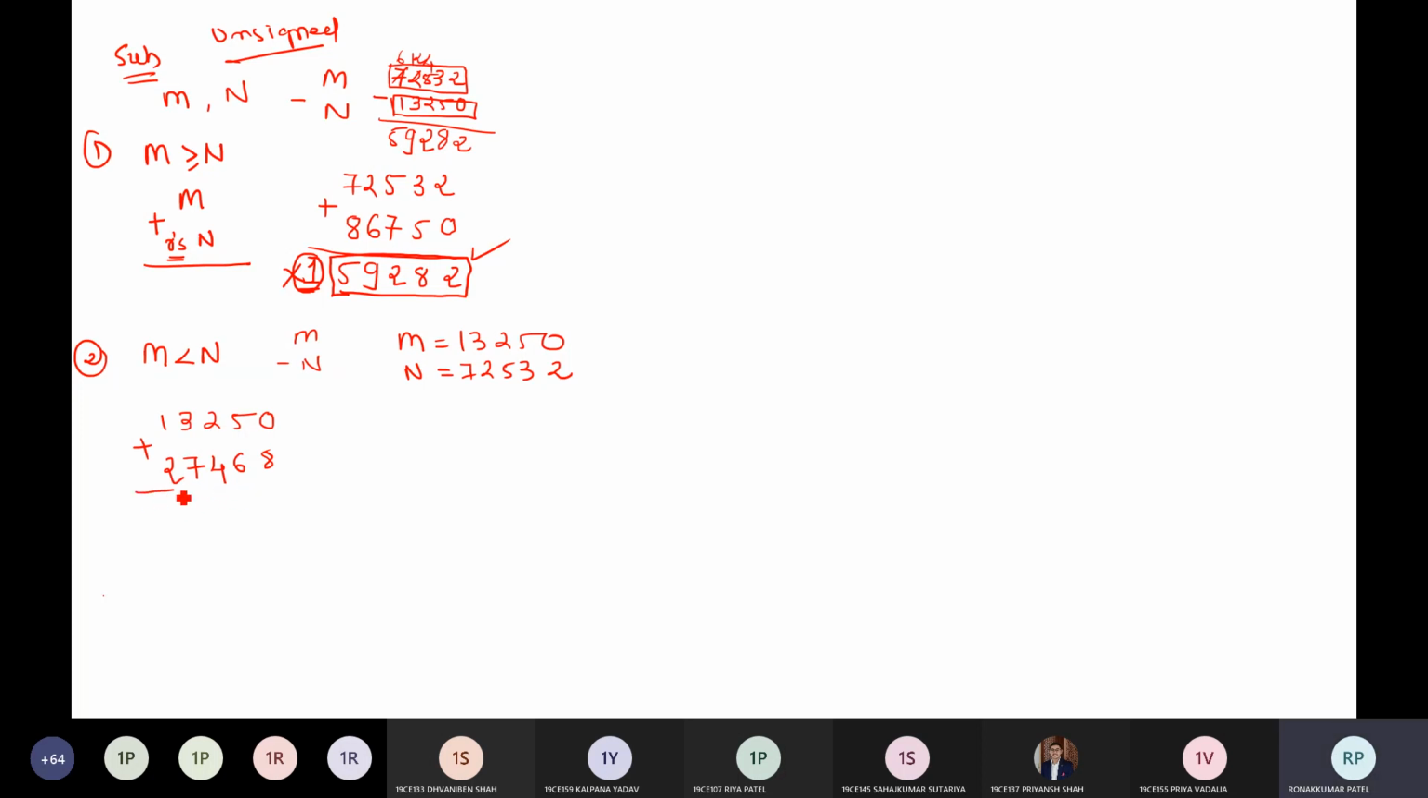Right, now if you add this, this will be 8, 1, and this will be 1, and 7, then 0 1 4. Is this our answer? No. So your answer is, take 10's complement of this number. There is no end carry here. So take 10's complement of this number.